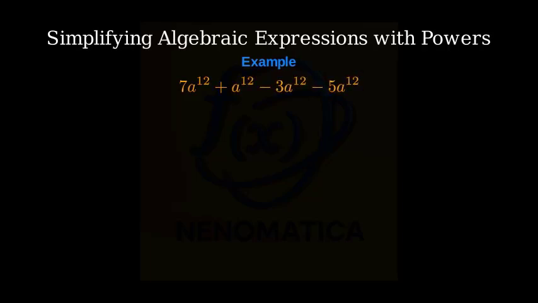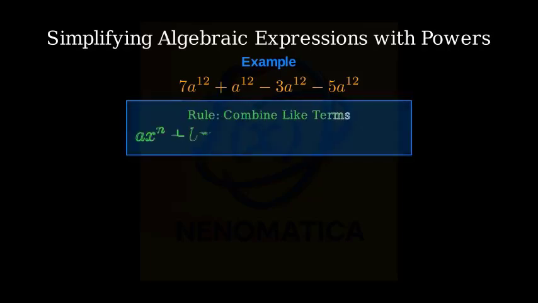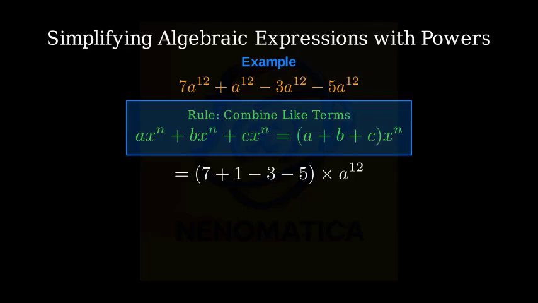Here, we need to find the value of the expression 7a^12 + a^12 - 3a^12 - 5a^12. For this problem, we need to combine like terms. Let's create a rule box to remind ourselves of the principle we're using. Let's start solving this expression step by step.